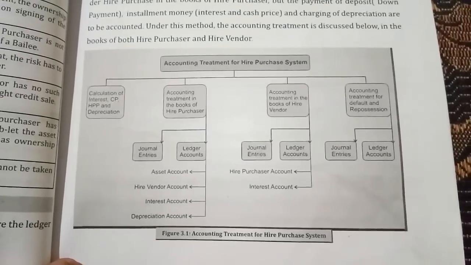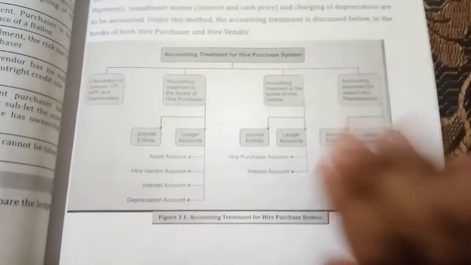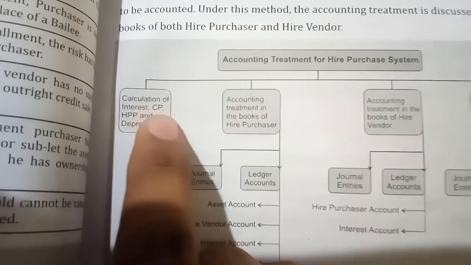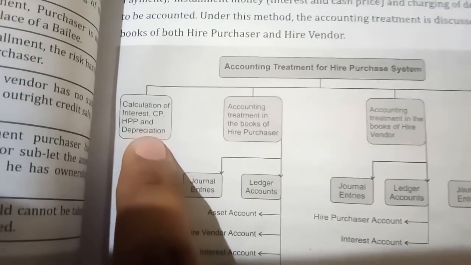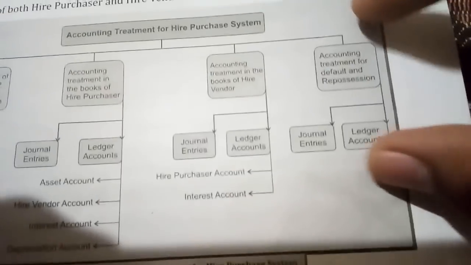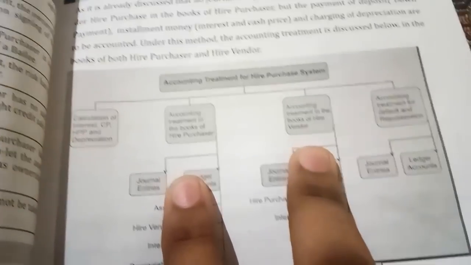So guys, let's first know the accounting treatment of hire purchase, from where to where we are doing. So guys, see here, calculation of interest, cash price, HP and depreciation. After doing this, we can do all these things. So here we are avoiding this type of question. Yes, so this is removed, and these two types we are doing because these two types of questions are coming in examinations.